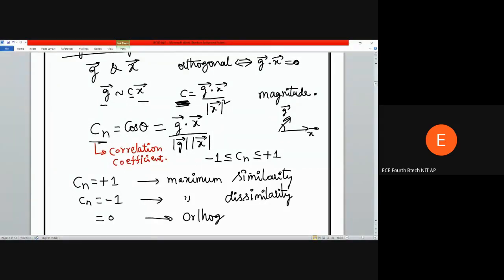Is there any difference between maximum dissimilar and orthogonal? Yes, there is a difference. What is the difference?